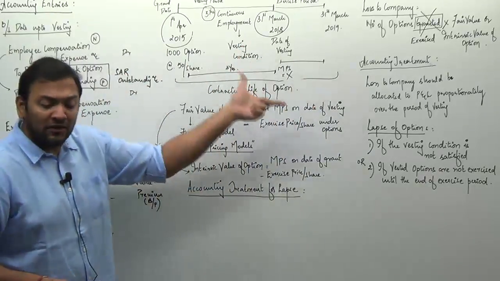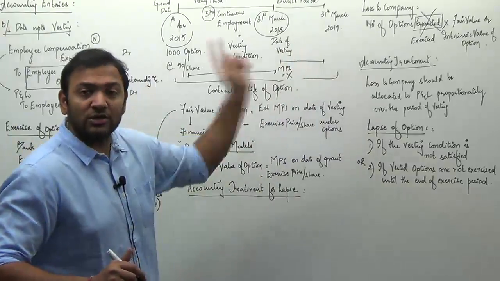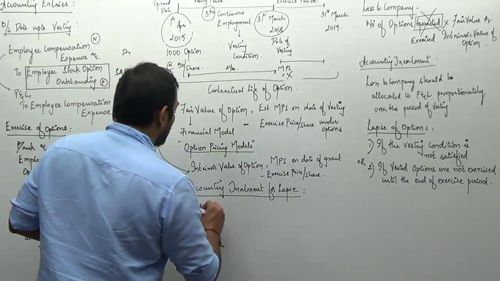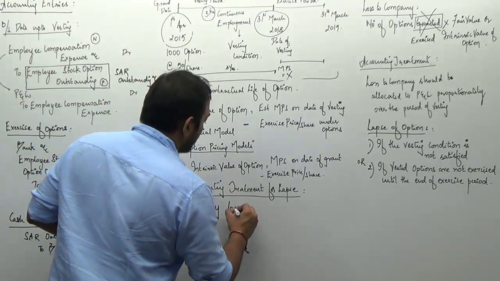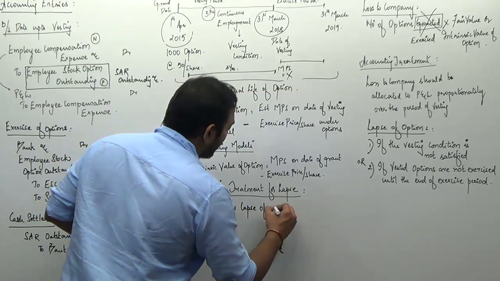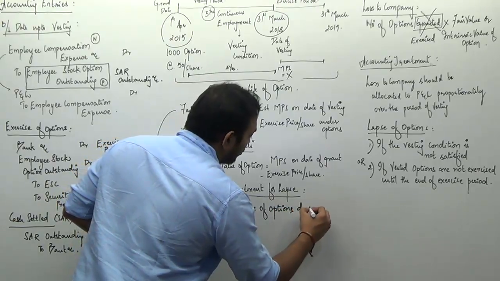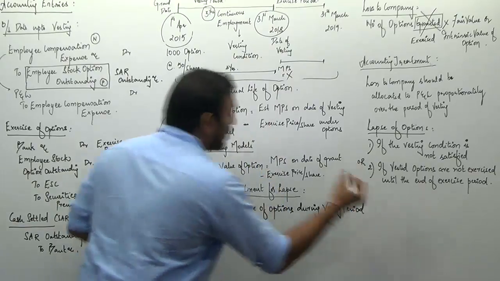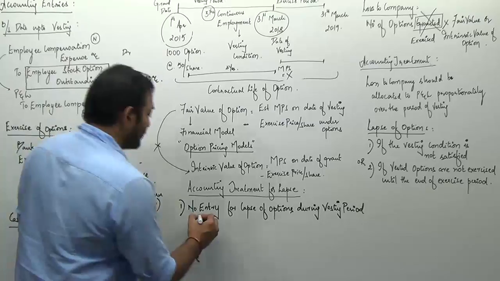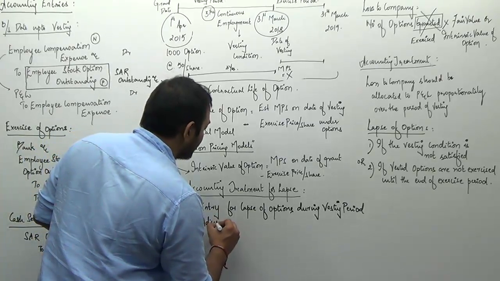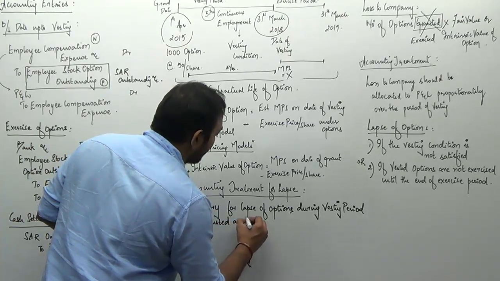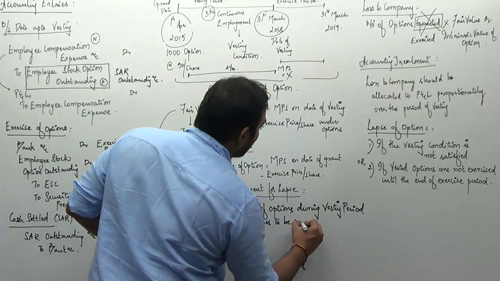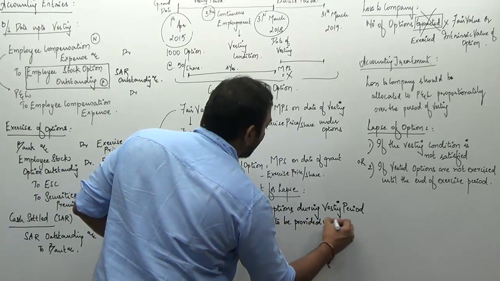I will not record an entry separately for the lapse during the period of creating the provision. That means during the vesting period, if any lapse is there, I will not record any entry. No entry for lapse of option during the vesting period. No entry means I'm not treating it. No, I am treating it. But what do we do? It is adjusted against the loss to be provided in the current year.